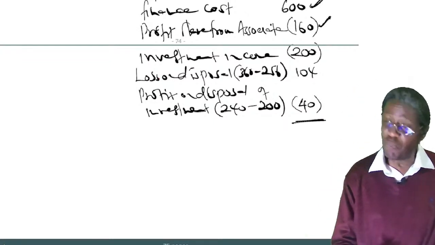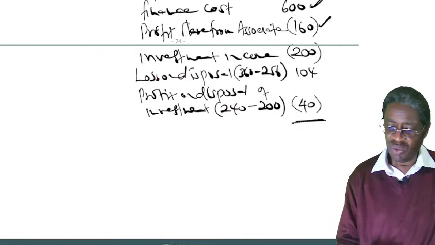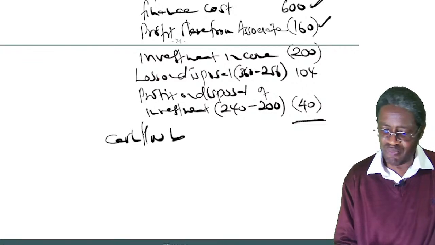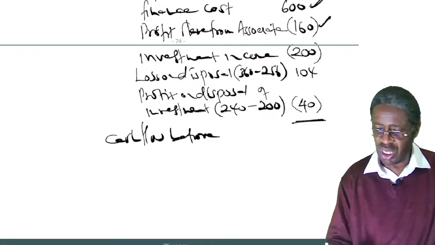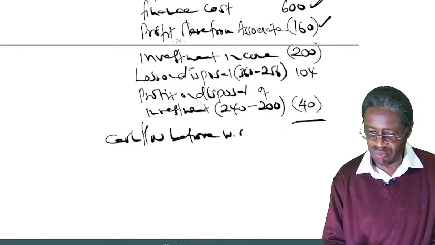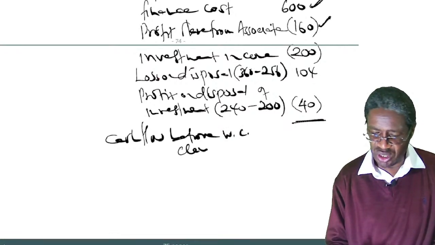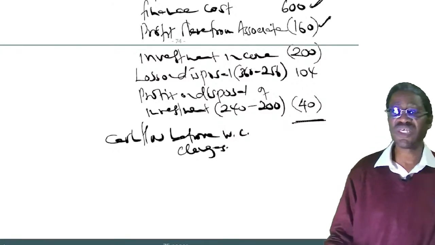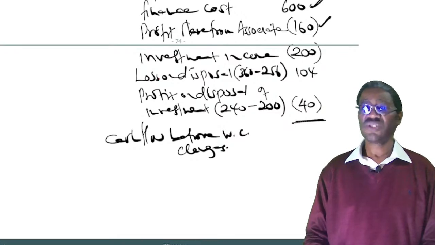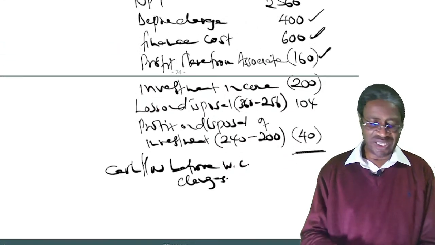And of course, I hope you remember when we were looking at the format, we said whatever you get here is what you call cash flow before working capital changes. That's what we said you call it. Cash flow before working capital changes. Good. So let's get the total now.